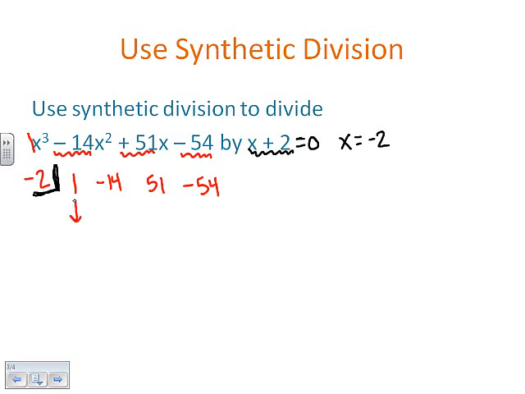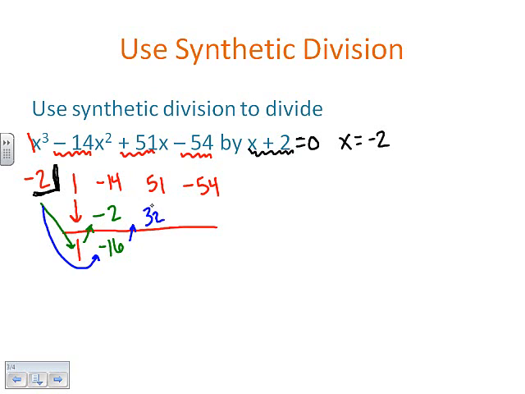For synthetic division, you're going to drop down the first number. So I bring the 1 straight down. Then I multiply. Negative 2 times 1 makes negative 2. Then I combine these two. What does negative 14 and negative 2 make? It makes negative 16. Then I multiply again. Negative 2 times negative 16 makes positive 32.